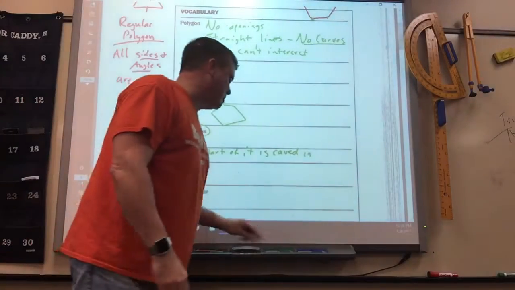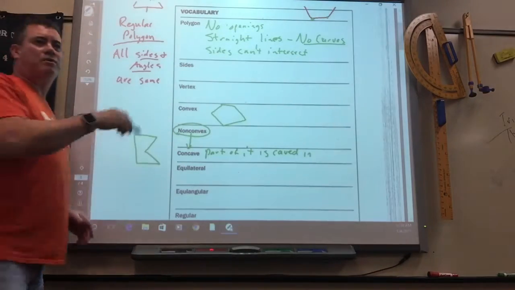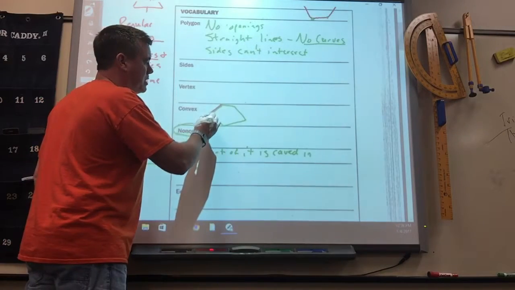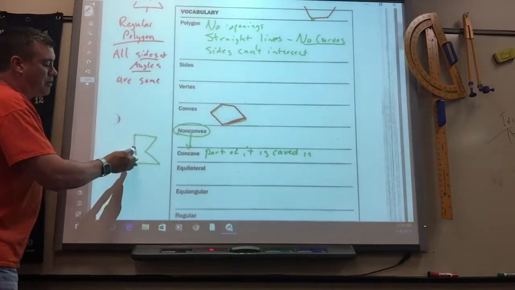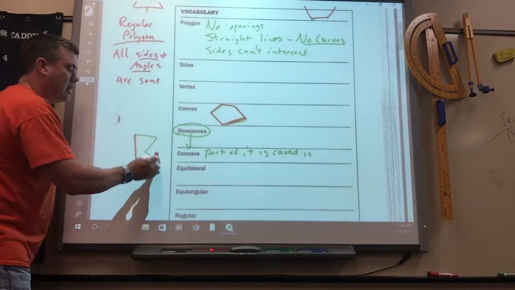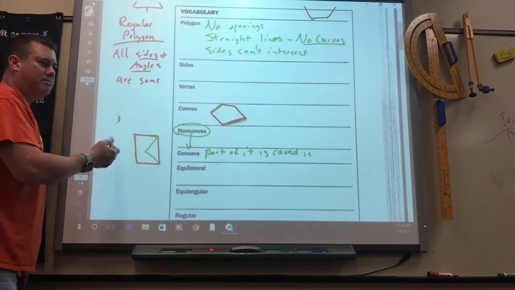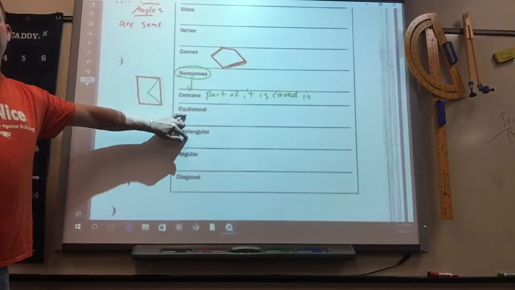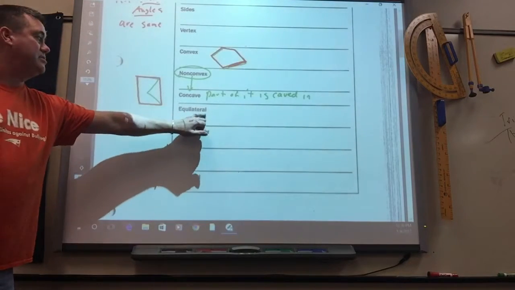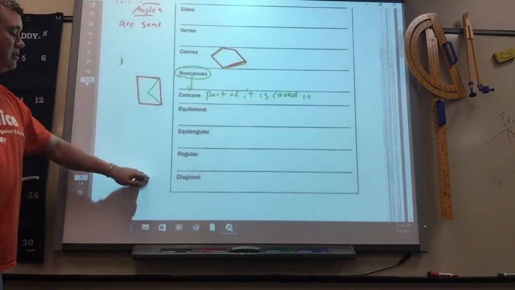Now, the actual definition is, or a way to think of it, is if you put a rubber band around this thing, the rubber band would touch all the sides, right? If you put a rubber band around this, would it touch all the sides? No, it'd go from there to there. So that's caved in, so it's concave. Equilateral, equiangular, you guys know what that is? Yeah. Equal sides, lateral means sides. Equal angles, we already talked about regular.